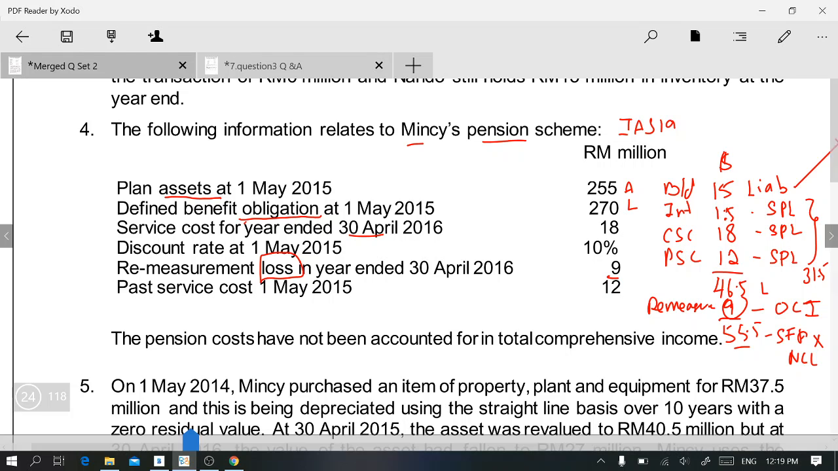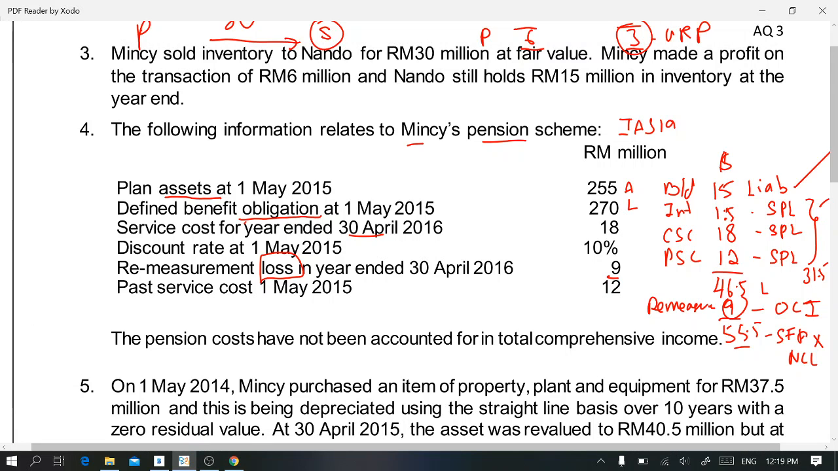Repeat here. During the year we charge 1.5 interest, because this is a liability. So 10% interest will be an expense. If it is an asset, the 10% will be interest income. So this is a liability. We charge all this to SPL, 35.5. This one goes to OCI. Both are expenses, and this one is a loss.